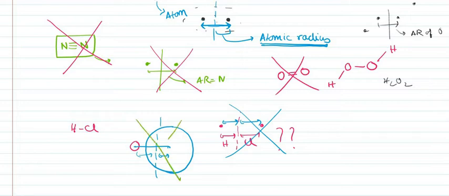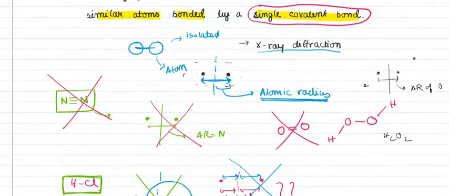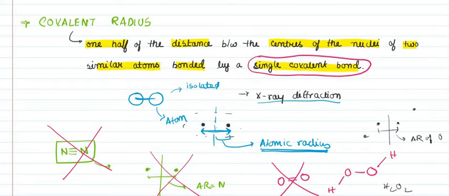Okay, so you should not take heteroatomic molecules for your atomic radius, right? That is why in this one it has stated two similar atoms. We have to take similar atoms bounded by a single covalent bond, right? Now you have all the concepts.